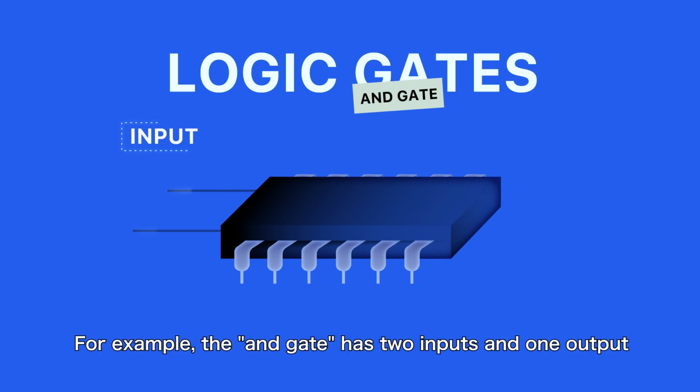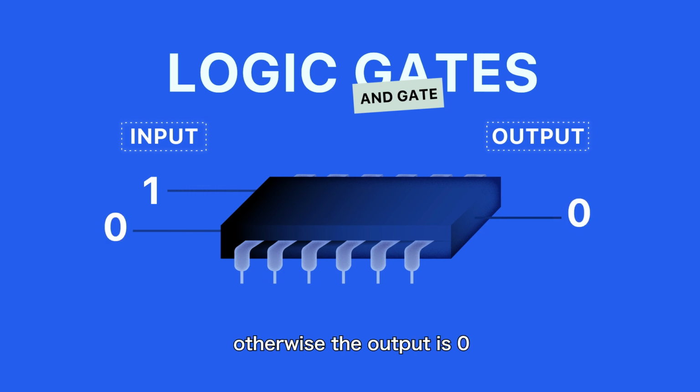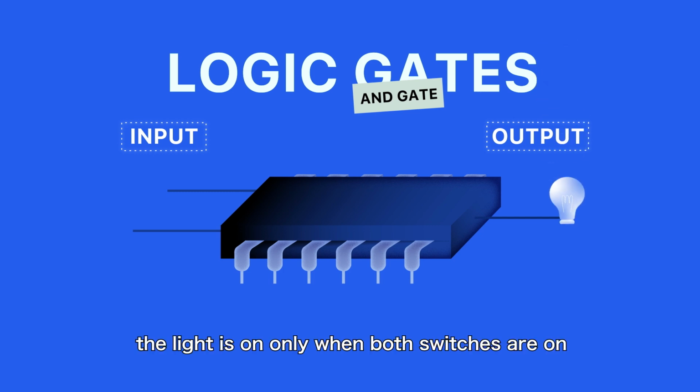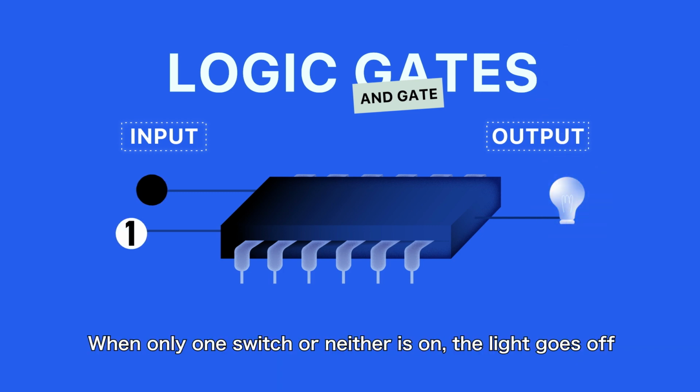For example, the AND gate has 2 inputs and 1 output. The output is 1 only if all inputs are 1, otherwise the output is 0. Like this circuit, the light is on only when both switches are on. When only one switch or neither is on, the light goes off.